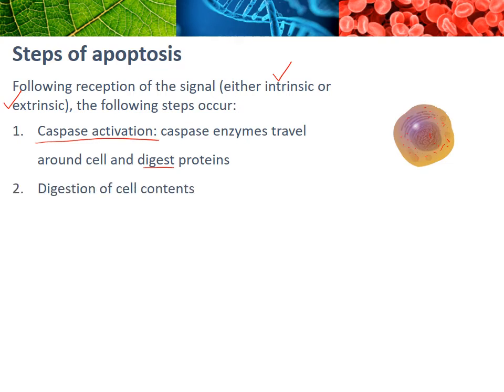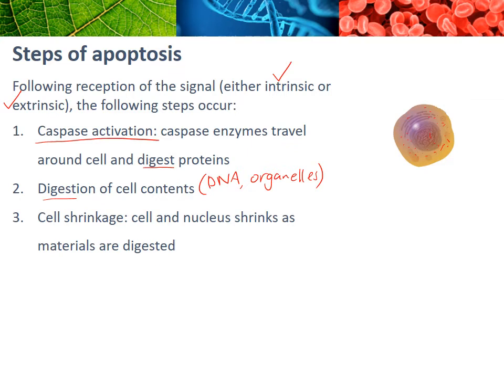Step 2, the cell contents will be digested. Okay, so that kind of carries on from what the caspases are doing. We get digestion of all the main cell contents. So things like our DNA, our organelles, all of that will start getting broken down. Then the cell will start to shrink. And that makes sense. If all the things inside are getting broken down, the cell and the nucleus will shrink. So you see in this diagram, the cell has gotten a lot smaller because all of the things inside are getting broken down into little pieces.